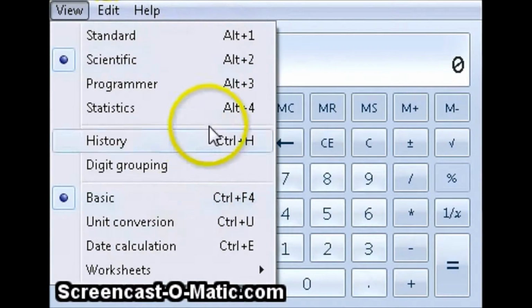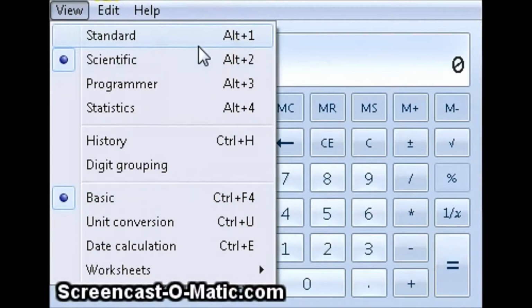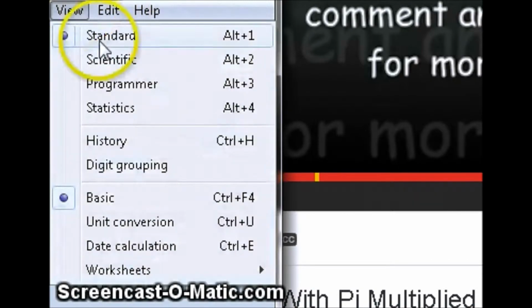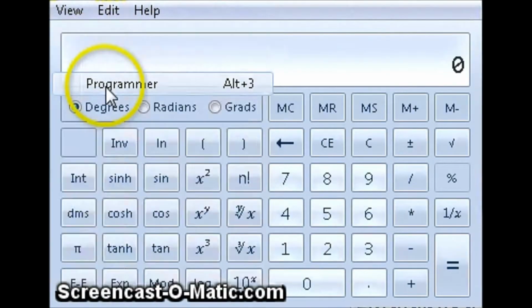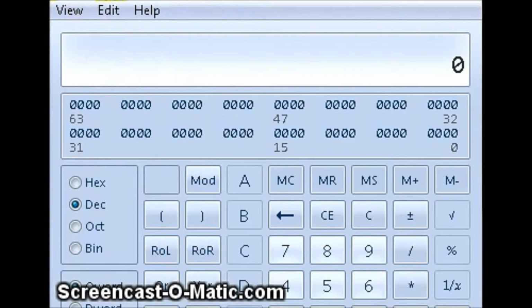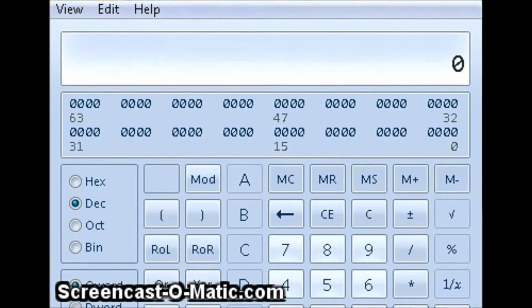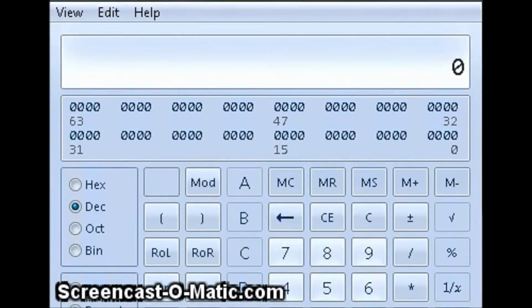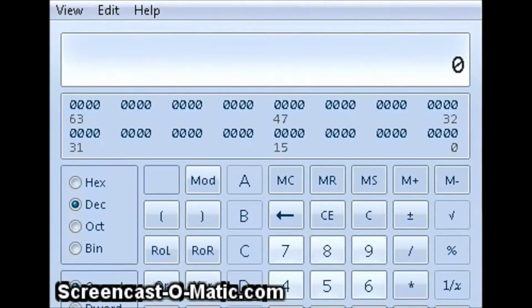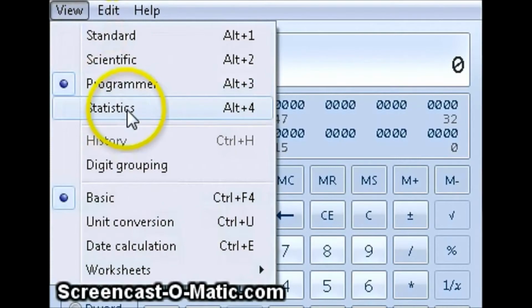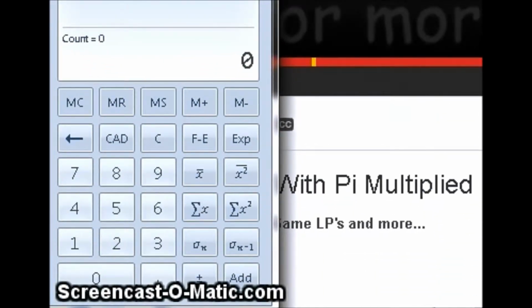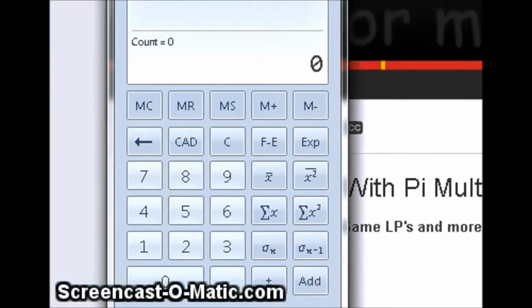Today I have the calculator program open on my computer, the calculator on Windows 7, and I have it on scientific mode. There are three other modes: standard, scientific, programmer, which is like this and is good for programming, and statistics.